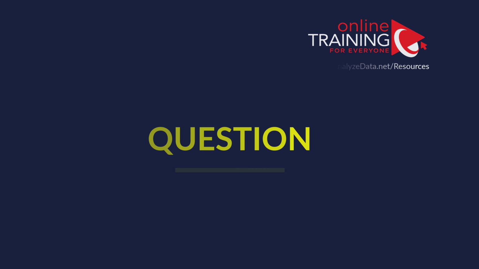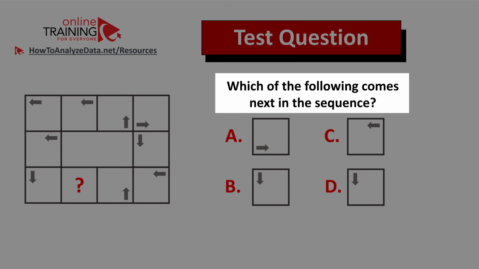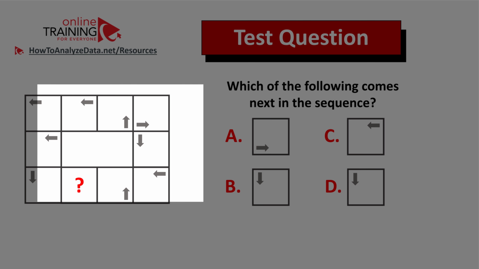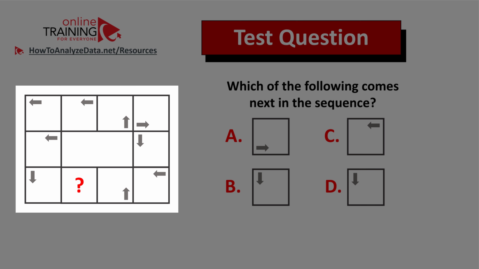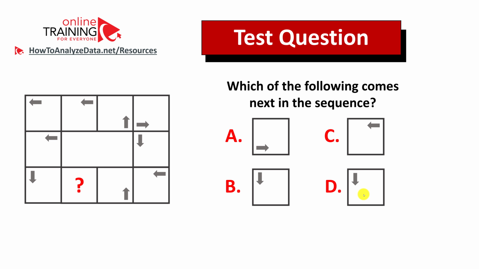Let me share with you a tricky question which tests your pattern recognition as well as logical reasoning skills. Which of the following comes next in the sequence? And you're presented with a rectangle, which has multiple squares. And one of the squares is missing. It has a question mark inside. And you have four different choices, A, B, C, and D. Take a close look to see if you can come up with the answer. Now might be a good time to pause this video to see if you can come up with the solution on your own.